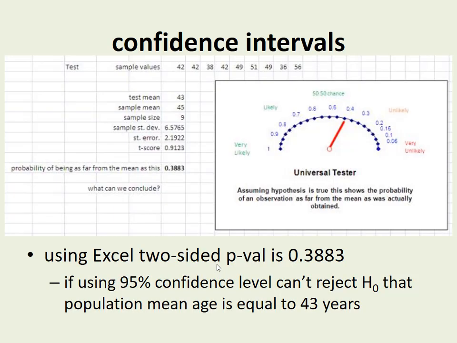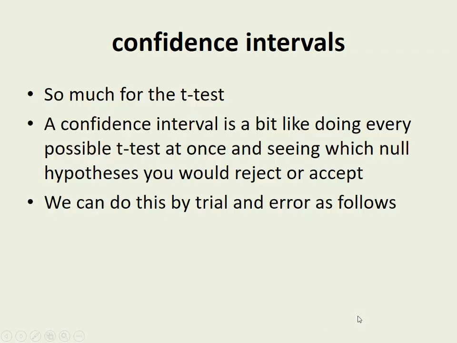So the p-value comes out as 0.3883. I've just done it in Excel here. Here's the sample. Here's all the calculations you've seen before. There's the p-value using the calculations you've done before. This just shows you diagrammatically what the probability comes out as. So here, definitely can't reject H0. So you would not reject 43. Fine, so much for the t-test.